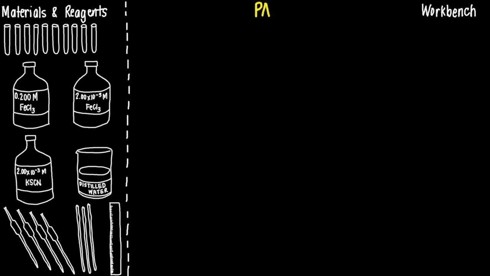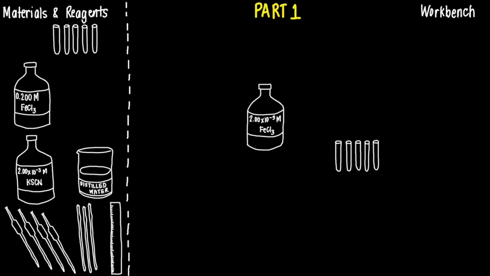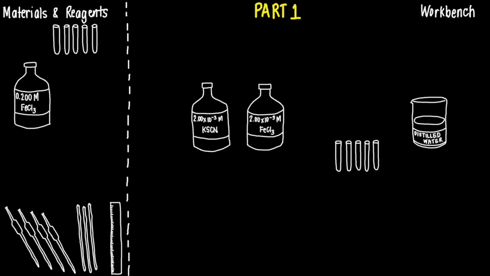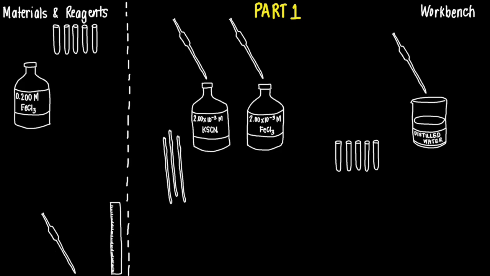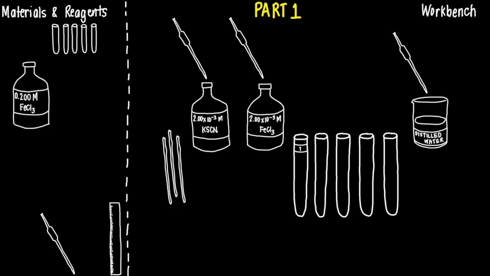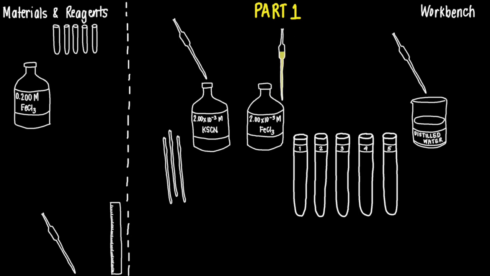We start by preparation of 5 different mixtures of iron 3 chloride and potassium thiocyanate. Let's bring to our workbench the reagents, distilled water, 5 test tubes, pipettes, and glass stirring rods. Label the test tubes 1 to 5. In all 5 test tubes, pipette 5 ml of 2.00 times 10 to the negative 3 molar iron 3 chloride.